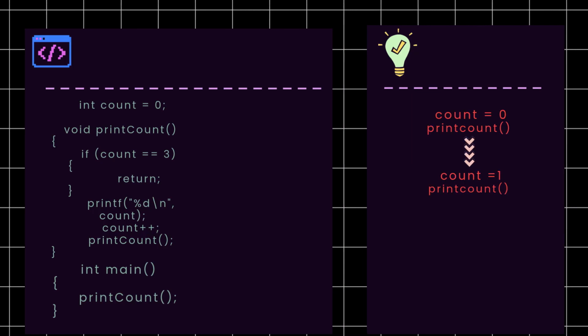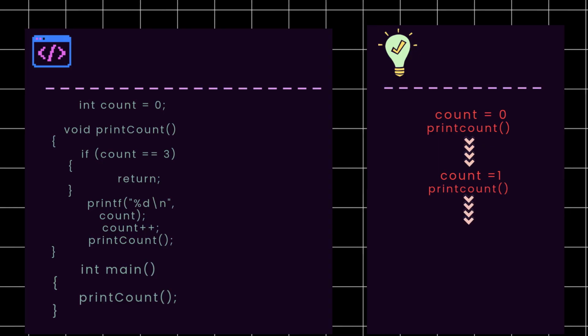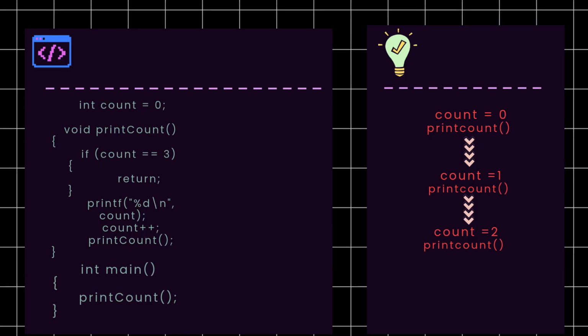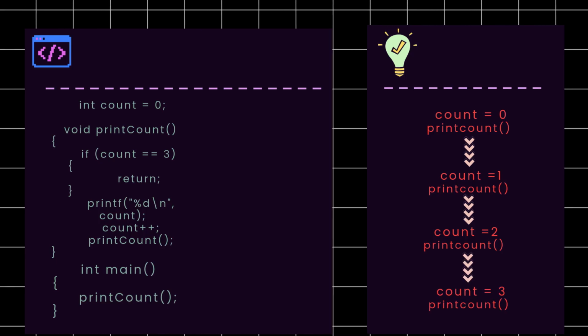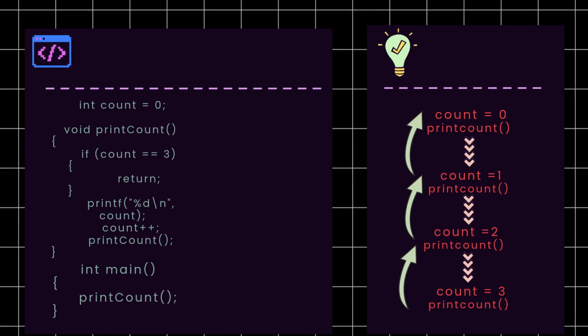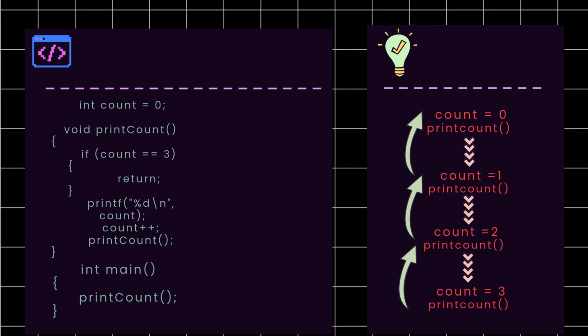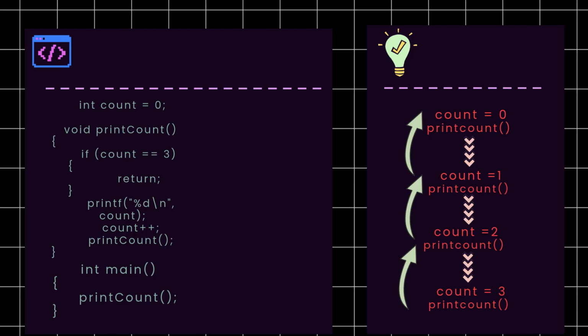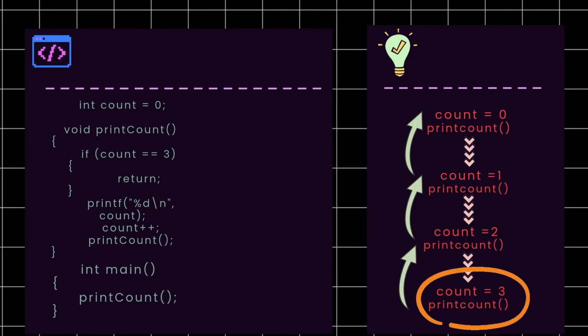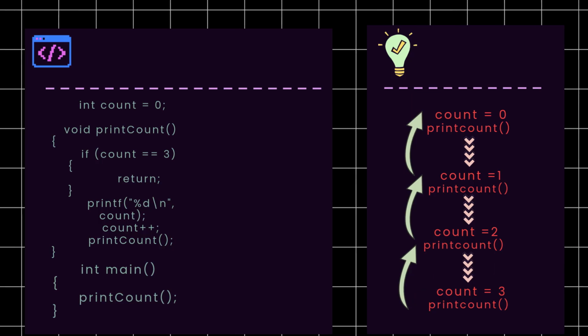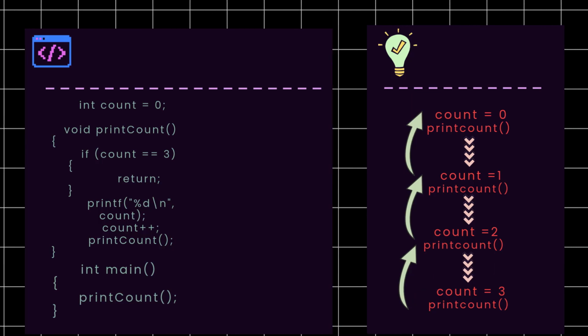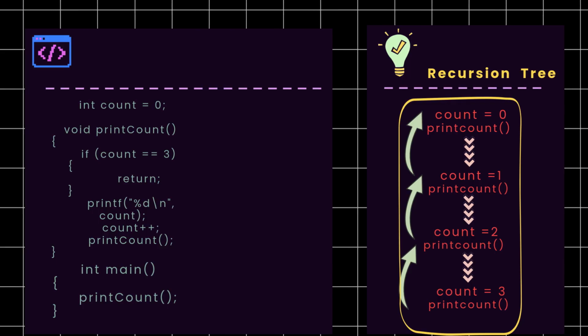It calls itself when count equals 1. Again, it calls itself when count equals 2. When count equals 3, it stops and returns. Each function call is like a node in a tree. Each new call goes deeper until the base condition is met. After that, all calls return one by one. This flow of calls and returns forms a recursion tree.